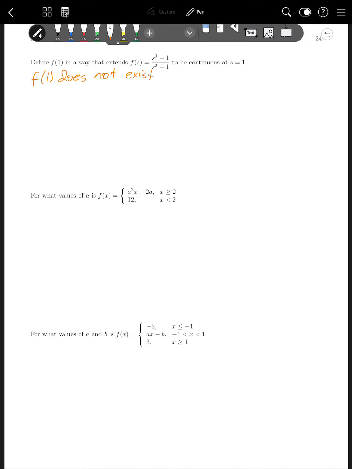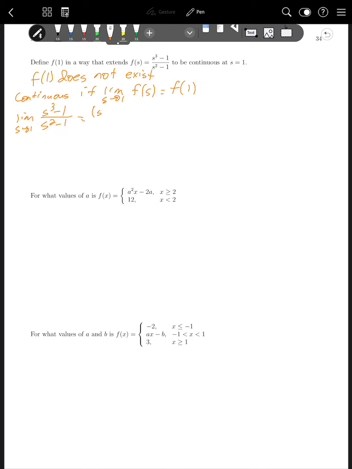And the way we fix that is by making f of 1 equal to the limit, right? A function is continuous if the limit as s approaches 1 of f of s equals f of 1. So what we want to figure out is, well, what is the limit at 1? And then we want to make f of 1 be that. So that's what we're going to start out with. So we want to find the limit as s approaches 1 of s cubed minus 1 over s squared minus 1. Okay, and to figure that out, we can factor.